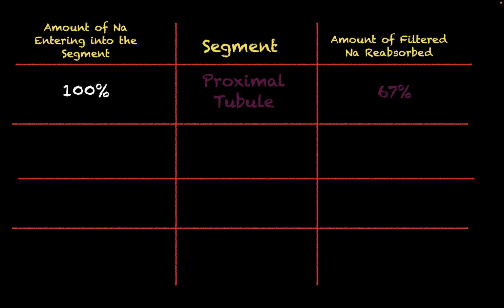Now, as we talked about, there is no sodium reabsorption that takes place in the thin descending limb of Henle. Now, after the thin descending limb of Henle, it goes into the thin ascending limb of Henle, if it is a juxtamedullary nephron. If it's not a juxtamedullary nephron, then there is no thin ascending limb of Henle. However, after this segment, if it is a juxtamedullary nephron and we have a thin ascending limb of Henle, it will go into the thick ascending limb of Henle.